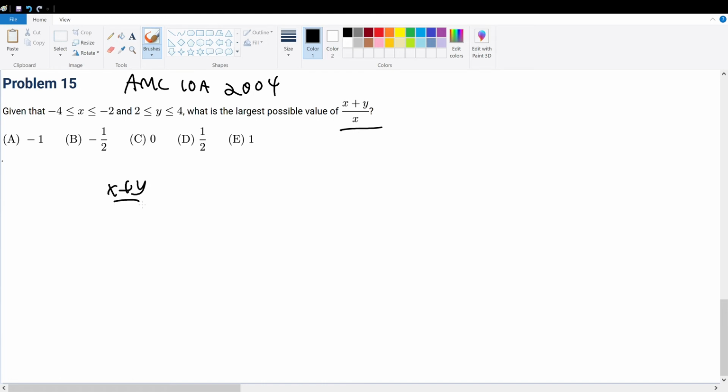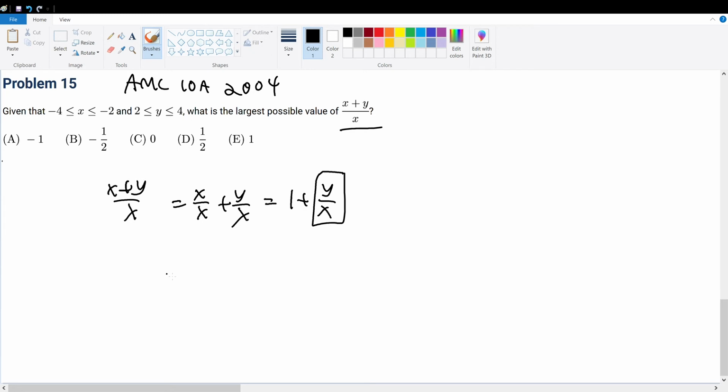Well, (x + y) / x, they all have a common denominator of x. So we can break up this fraction to be x/x + y/x. Now, x/x is the same thing as 1. So this is the same thing as 1 + y/x. If this is 1 + y/x, then what can we say about the range? Because we have a fraction, we have reduced the complexity of this problem.